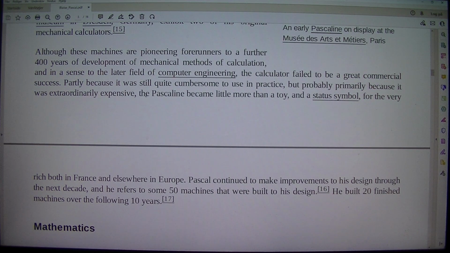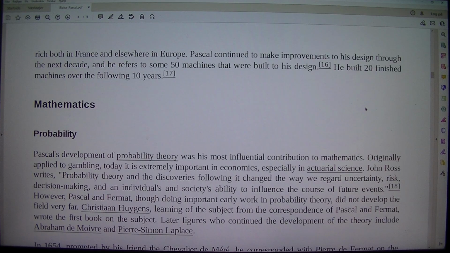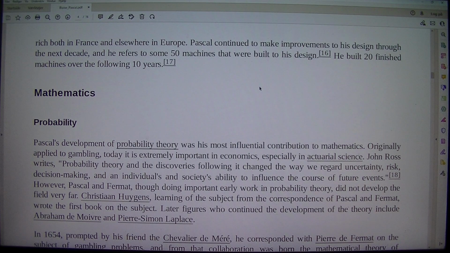Partly because it was still quite cumbersome to use in practice, but probably primarily because it was extraordinarily expensive. The Pascaline became little more than a toy, and a status symbol, for the very rich both in France and elsewhere in Europe. Pascal continued to make improvements to his design throughout the next decade, and he refers to some 50 machines that were built to his design. 16. He built 20 finished machines over the following 10 years.